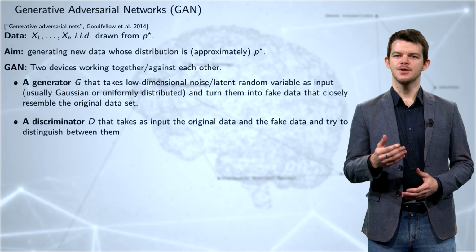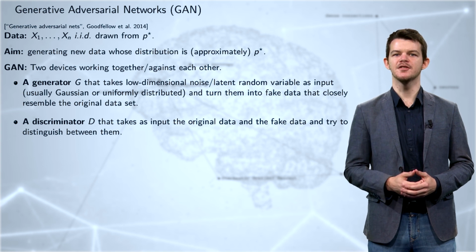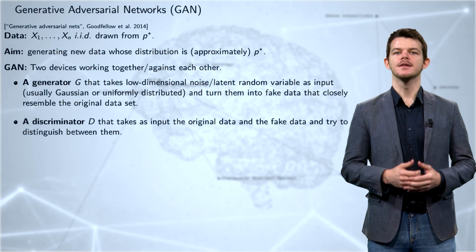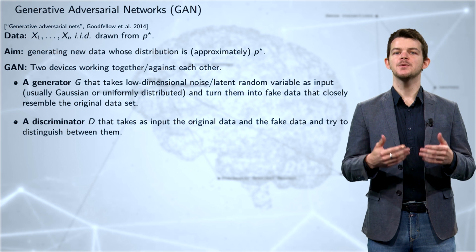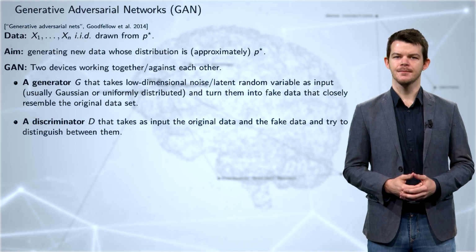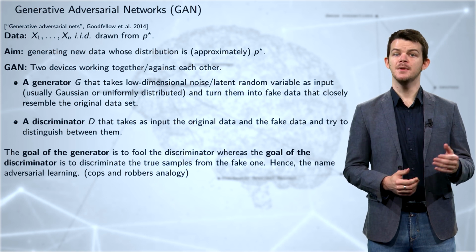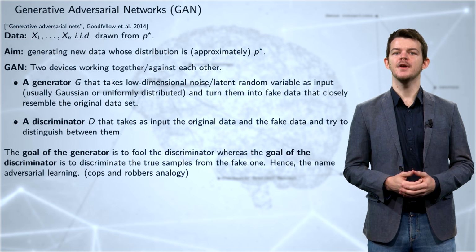The generator G takes low-dimensional noise, also called latent variables, as inputs, usually Gaussian or uniformly distributed, and turns them into fake data that closely resemble the original dataset. On the contrary, the discriminator D takes as input the original data and the fake data and tries to distinguish between them. The goal of the generator is to fool the discriminator, whereas the goal of the discriminator is to discriminate the true samples, x1 until xn, from the fake ones, the ones produced by the generator.